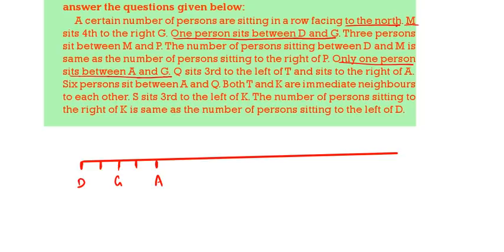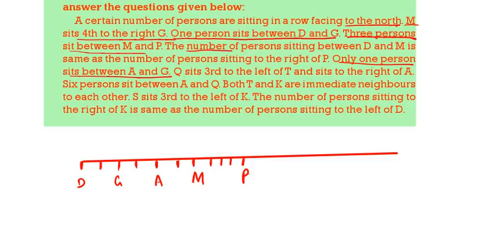Then M is sitting fourth to the right of G. G right fourth is M. 3 persons are there between M and P. We can't take to the left side, we can take only the right side. Then see the next one.